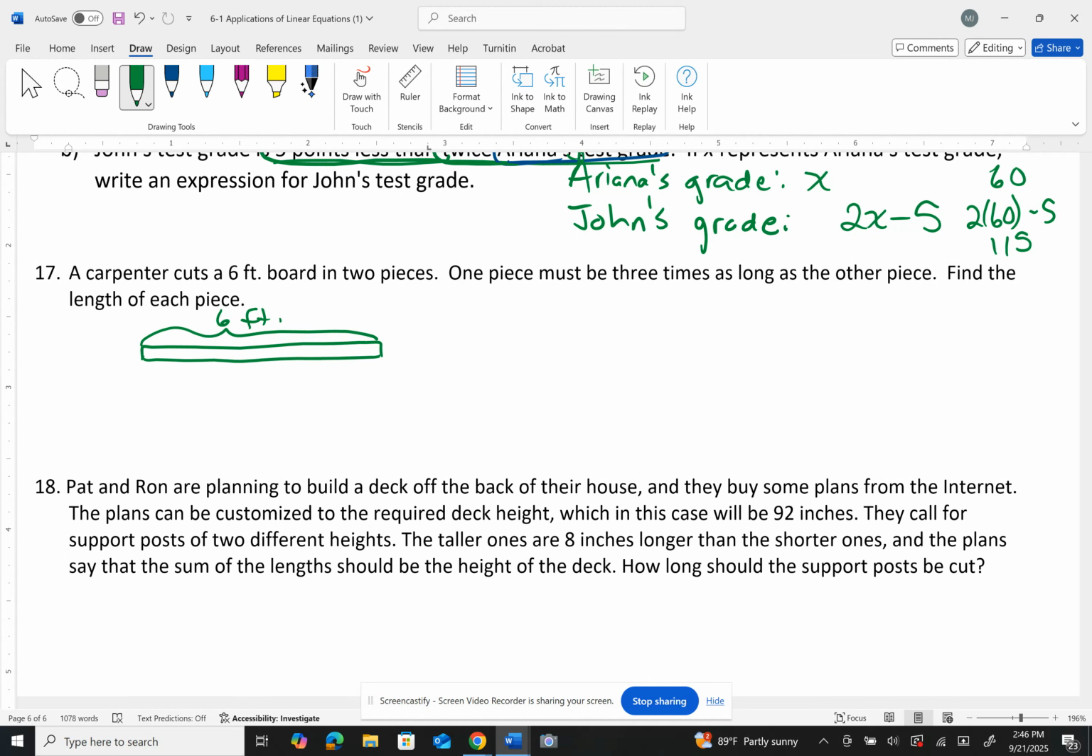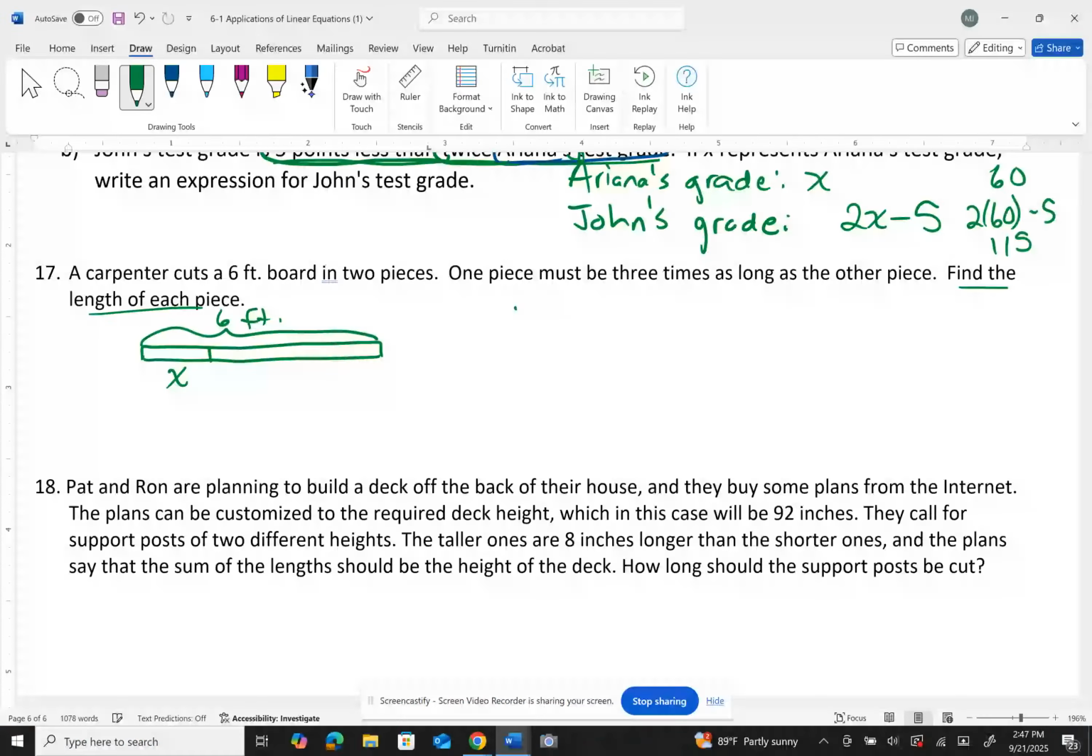Now, as I read, it says one piece must be 3 times as long as the other piece. So I don't want to draw my cut right in the middle. So I'm going to show a cut off to one side. And this may not turn out to be exactly to scale. But I know one piece, at this point I know it's longer than the other, and they want me to find the length of each piece. So why don't I let X represent the shorter piece?